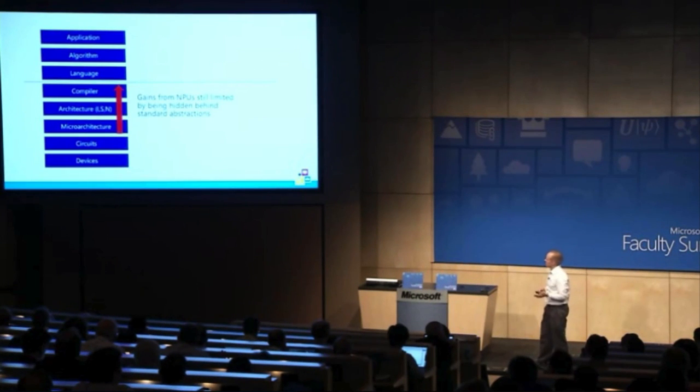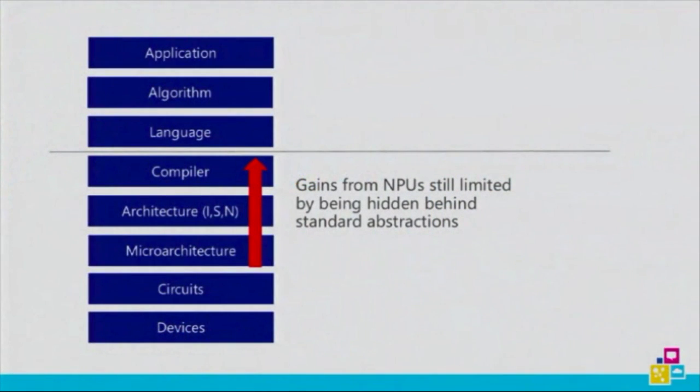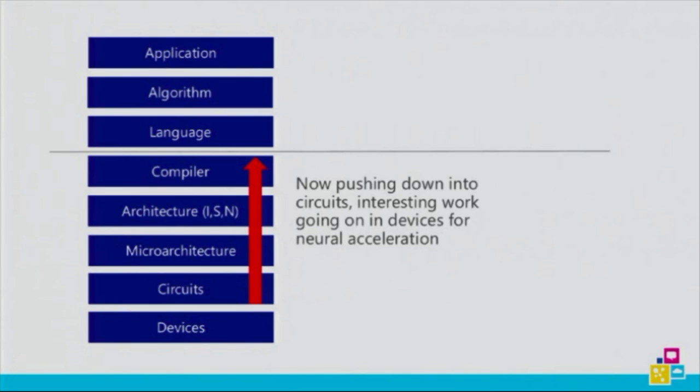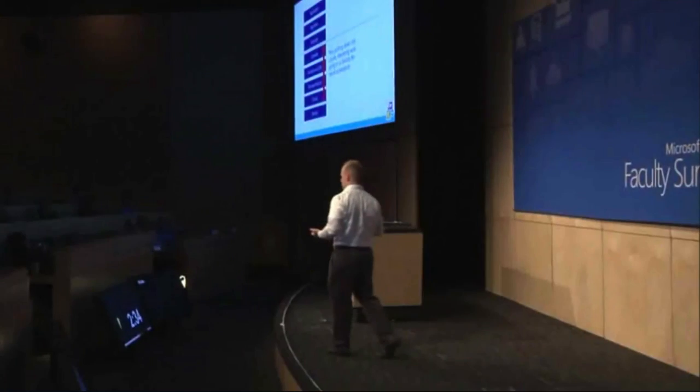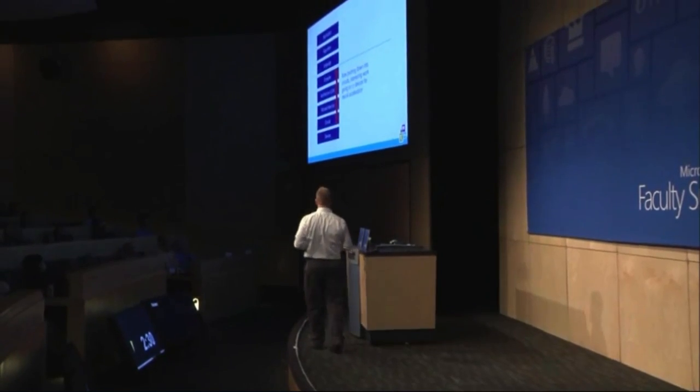Now if I look at the stack that we go back to, the problem is that the NPU gains are still limited. They're still less than a factor of 10 because they're hidden behind all our standard abstractions. We're paying for Amdahl's law. Now we have some work going on that's pushing those down into analog circuits. We're already incurring some error. That error is typically less than 10%. In all these applications, the quality of the output was not deemed to be so bad that it wouldn't be worth doing. It's subjective, of course, how much error, and that's another problem for people to work on.